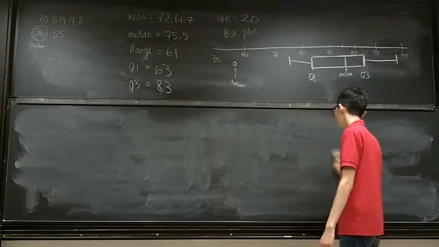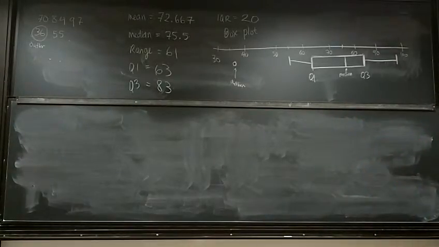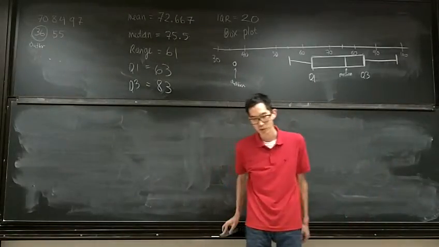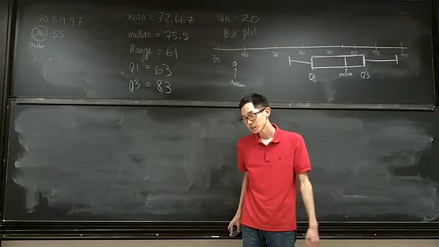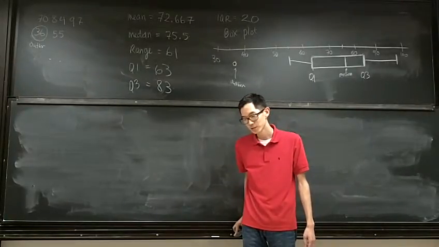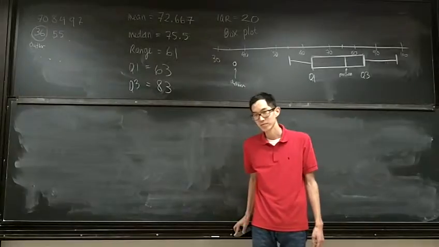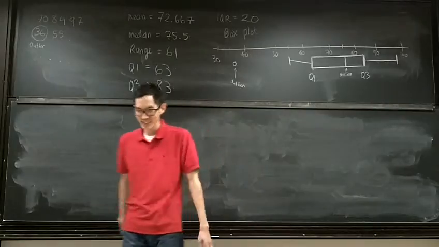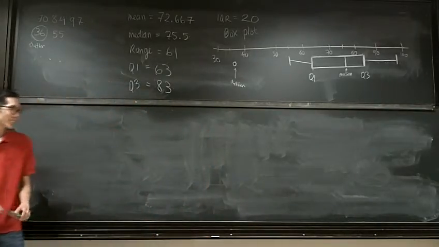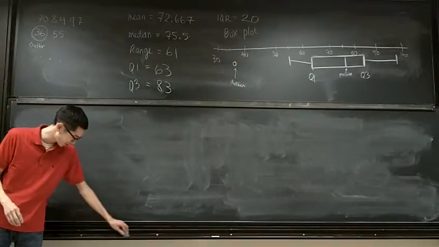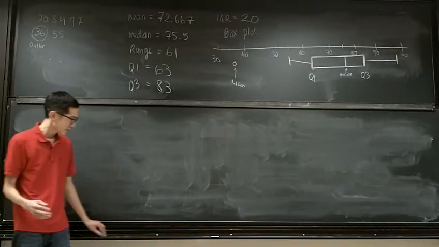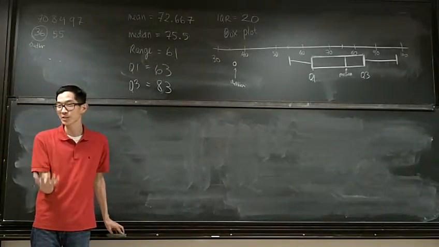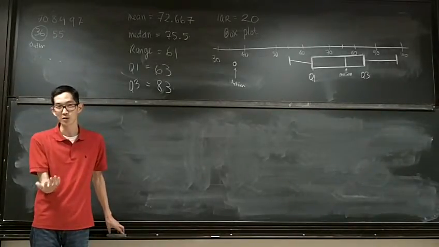Don't shout out the answer because other students might have to think of this. So in your head, try to think of the answer here, okay? How much of the data is smaller than Q3? Don't shout out the answer. And the answer is 3/4, or 75% of the data is smaller than Q3. Okay.